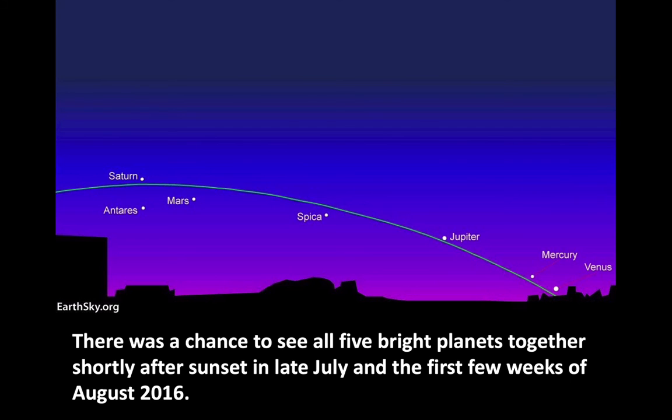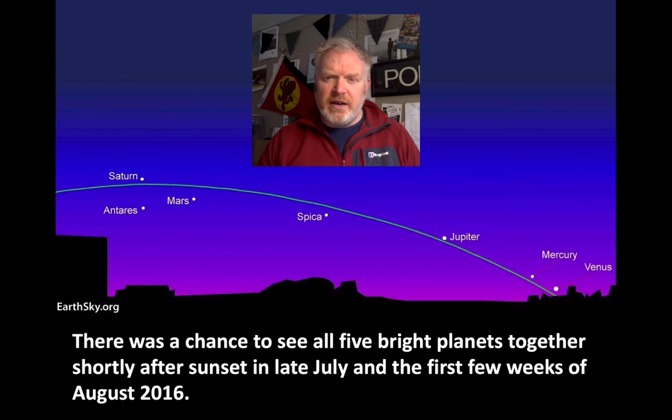Okay. As we see an image from a sunset taken in August 2016, where all the planets were in alignment and visible in the sky at the same time, or all these planets, should I say, were in alignment and could be seen.